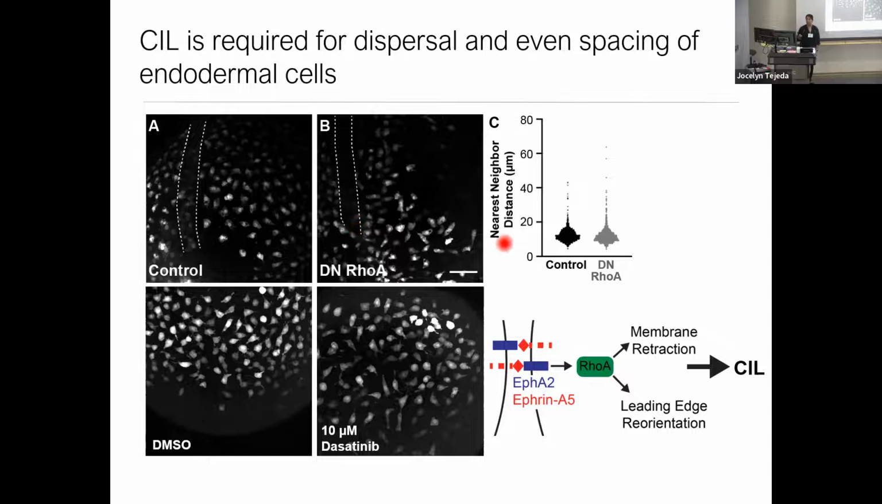We can also see that if we look at the distribution of nearest neighbor distances. For example, turning off CIL by expressing the dominant negative RhoA mutant, we get a lot more variability in those nearest neighbors.